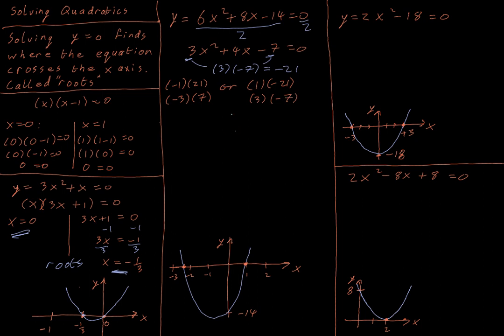Which one of those multiplies together to give -21 and also adds together to give +4, the coefficient of my x term? Well, I can see -3 plus 7 would add together to give +4, and it also multiplies together to give -21. So that's the pair I want. So what I'm going to do is take that 4x and I'm going to break it up into -3x plus 7x.